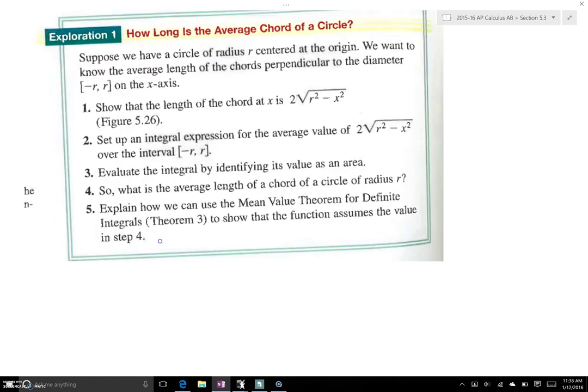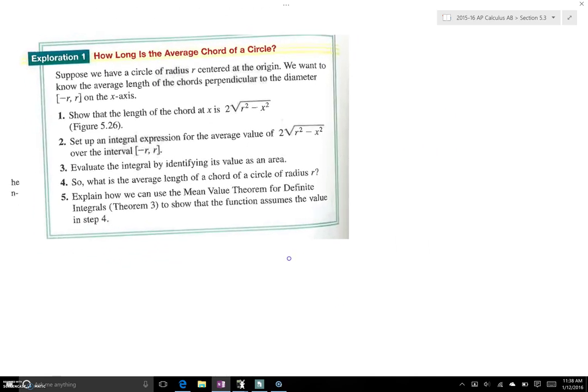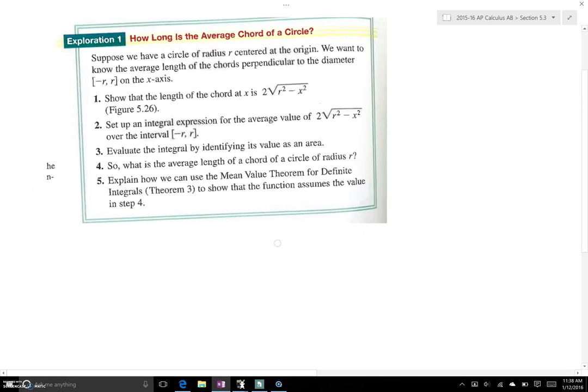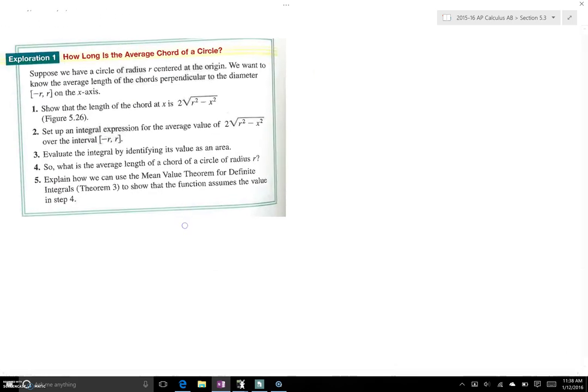So exploration 1 says, suppose we have a circle of radius r centered at the origin. We want to know the average length of the chords perpendicular to the diameter, and this is walking us through it. So this is a good example of the way a free response question might be set up for this type of problem. Let's start by drawing a diagram of what they're asking about.